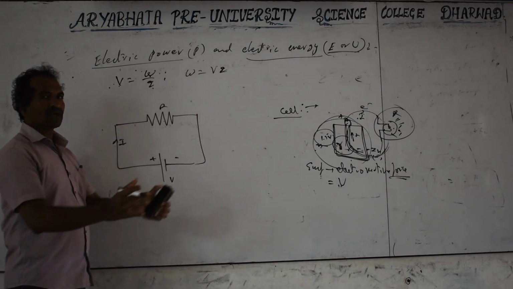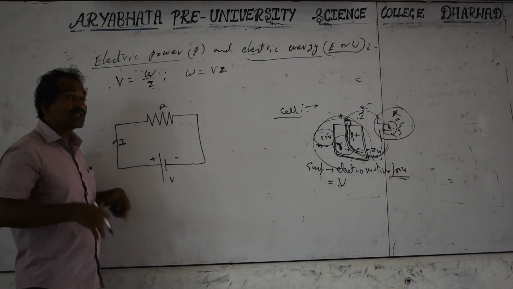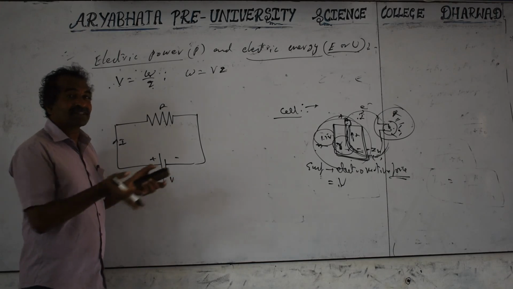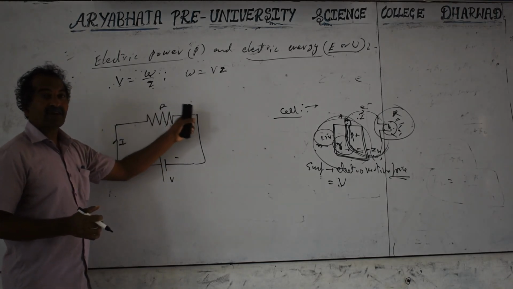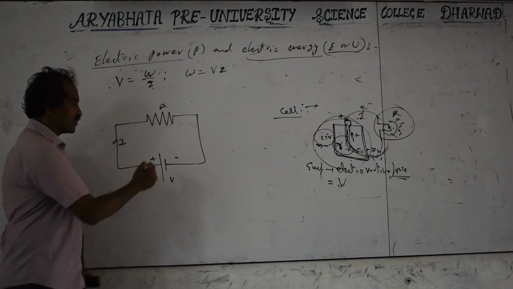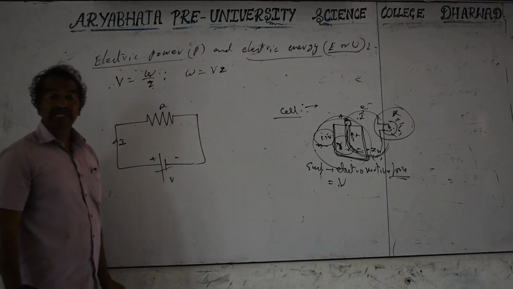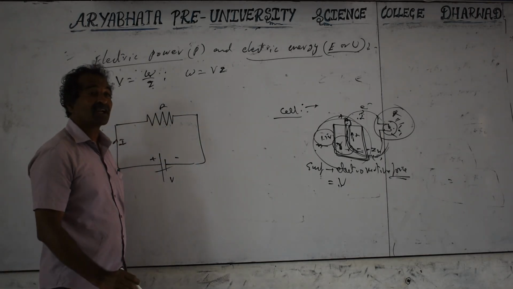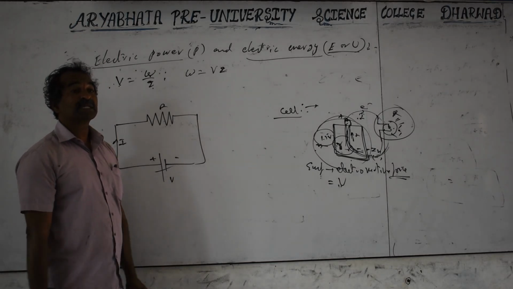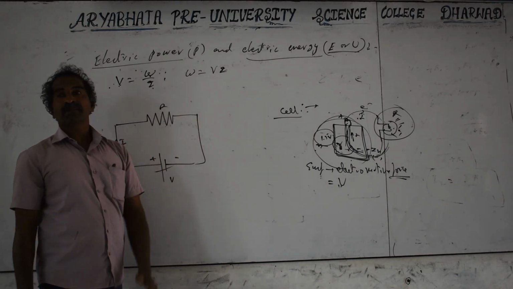Whatever work is done is nothing but energy. To do the work we require energy. That means the battery is using its own energy to push the electrons from one end to the other end. Finally they come back again. Electrons keep on moving like this. The velocity is very slow. Already we discussed the drift velocity. Drift velocity is of the order of 10 to the power of -4 meters per second, which means approximately 0.1 millimeter per second.